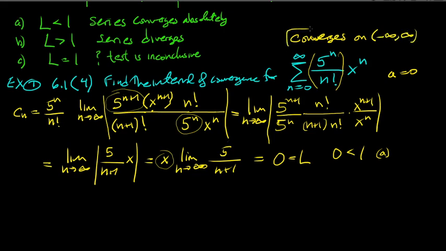So I think that answers the question. Find the interval of convergence: it's from negative infinity to infinity. The radius of convergence is infinity, so from 0 minus infinity to 0 plus infinity. I hope that helps. That might have been an easy one to start, but let's do one more just to make sure you get the idea.